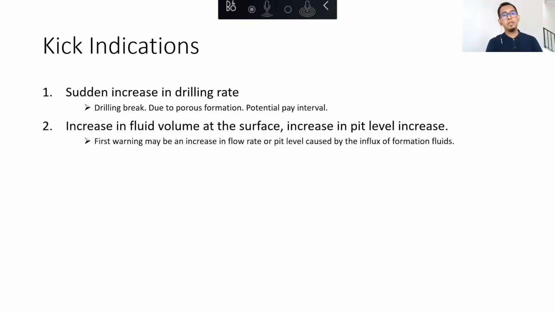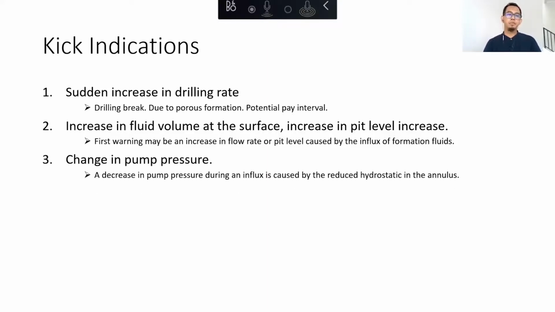Another indication is an increase in fluid volume at the surface, which translates to an increase in the pit levels. Another is a change in pump pressure. A decrease in pump pressure during influx is caused by reduced hydrostatic in the annulus. That's why when drilling, the driller also pays attention to the pump pressure. What is the normal pump pressure, and frequently, maybe every 15 minutes or every half an hour, he needs to watch that pump pressure for 5 minutes straight to ensure it is the correct number, with no significant changes.